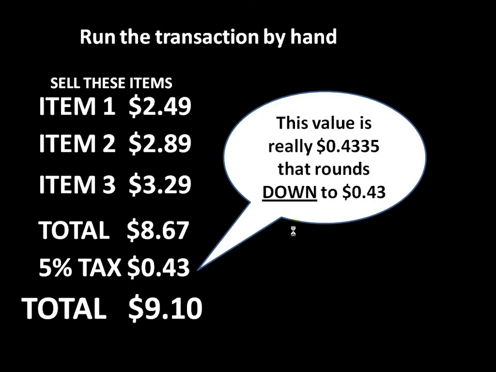I'd like to point out, in reality, 5% tax on $8.67 is really 43.35 cents. Since they haven't figured out a way yet to collect hundredths of a penny, we have to round that to a round penny. And since it's less than half a penny, it rounds down to 43 cents. That's just the way it is.